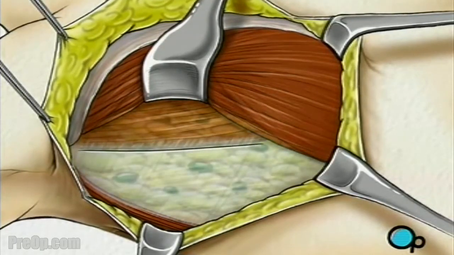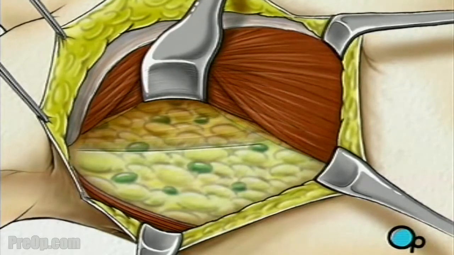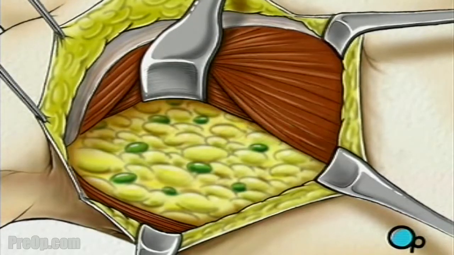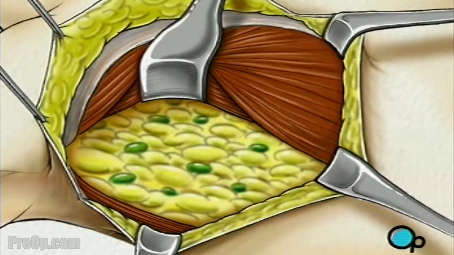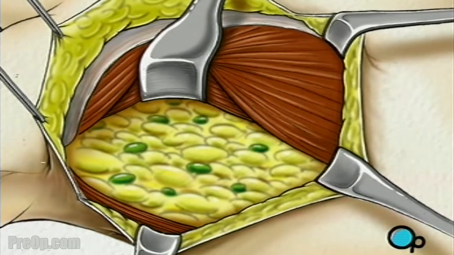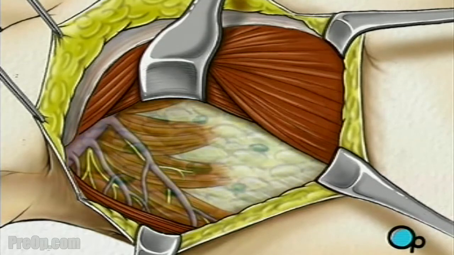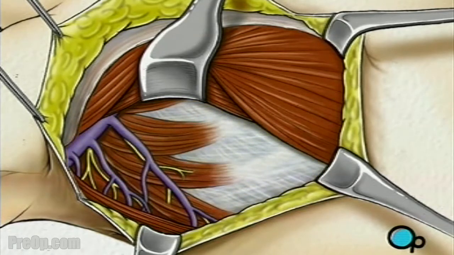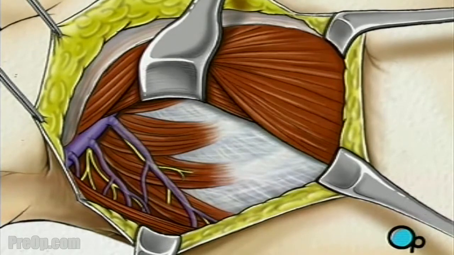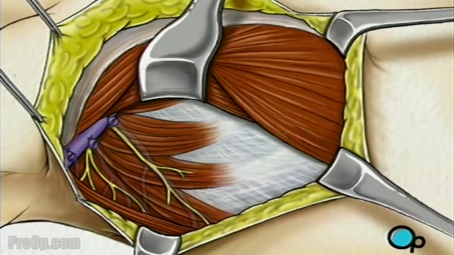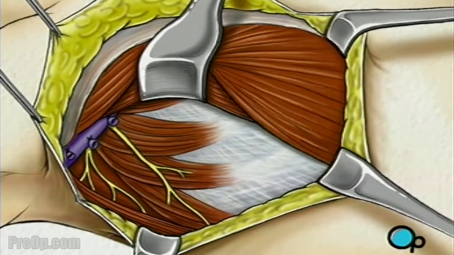Within this fat deposit lie lymph nodes, lymph vessels, blood vessels, and nerves. Using great care not to damage the long thoracic nerve, your doctor will remove the lymph nodes and surrounding fat. Blood vessels will be tied off, and your doctor will thoroughly examine the surrounding tissues for any other signs of disease.